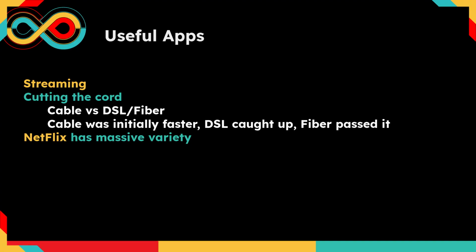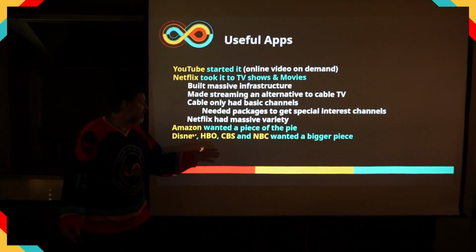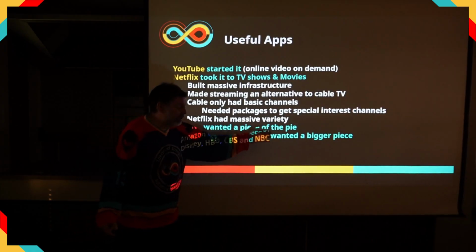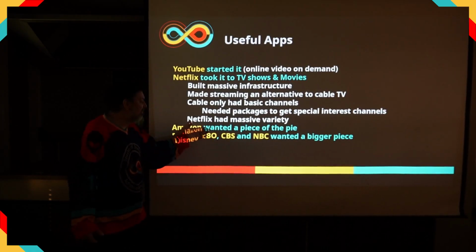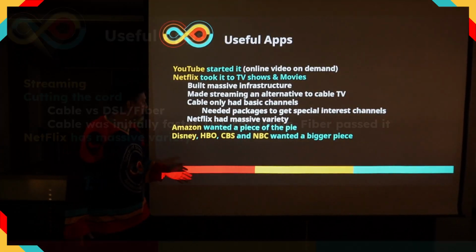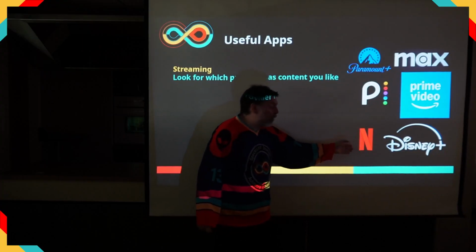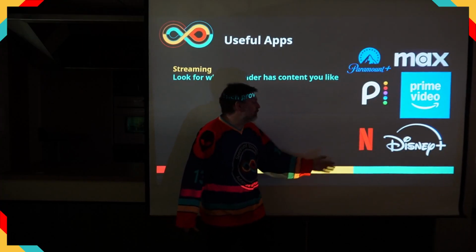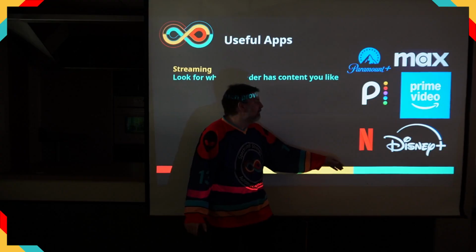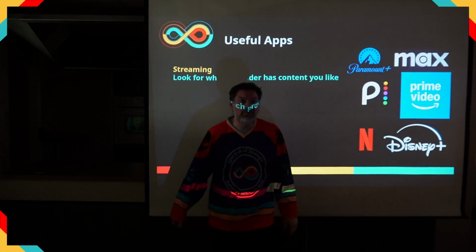Netflix had massive variety. They don't specialize, and that's a great thing. You can search for anything you want. That doesn't mean you're going to find it, but one of the service providers today is going to have it if Netflix doesn't have it. Netflix at the time wasn't making any TV shows or movies. It was just buying licenses from the major studios that were making movies.